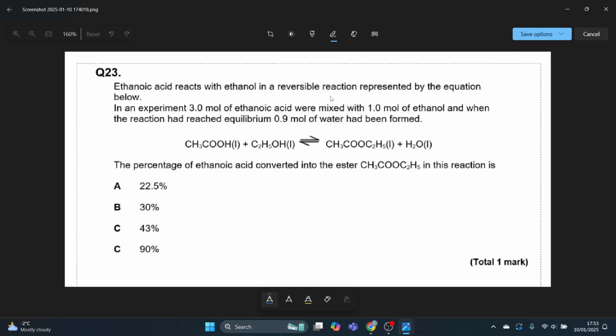So I'm back. Back again. So question 23. So like I was saying previously, find out the equilibrium moles, and so let's do that.